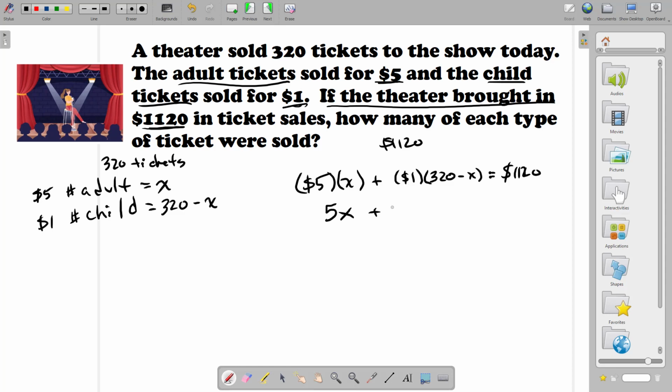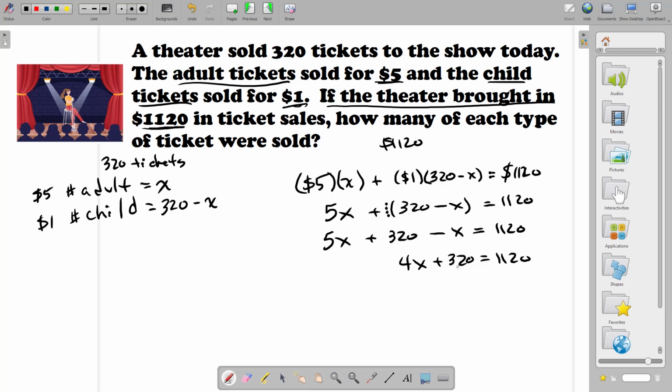1 times that parentheses is just that parentheses equals $1,120. That $1 is an imaginary 1 sitting out here in front of that parentheses. So this is really 5x plus 1 times 320 is 320. 1 times negative x is negative x. Combine like terms, 5x and negative x is 4x plus 320.